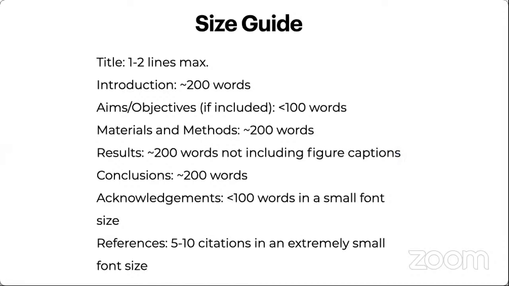The title should not be more than 1.5 or 2 lines, and the introduction is about 250 words. The aims, or specific aims or objectives, of your research work should be less than 100 words. It should not go on and on. More often than not, the hypothesis or the objectives are the shortest portion of your poster. And again, materials and methods should not be more than 150 or 200 words.